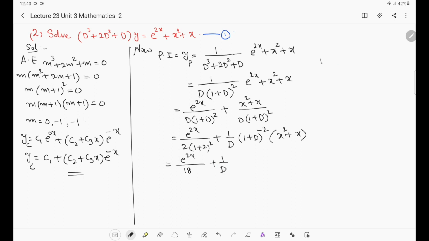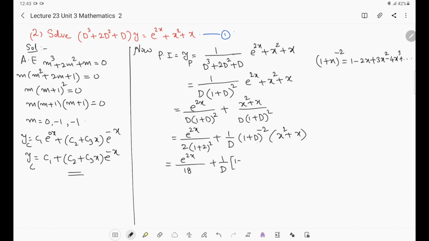Now we have to use the formula 1 plus x whole power minus 2, which is 1 minus 2x plus 3x square minus 4x cube and so on. This formula we have to use now. So use that formula. What we will get here?